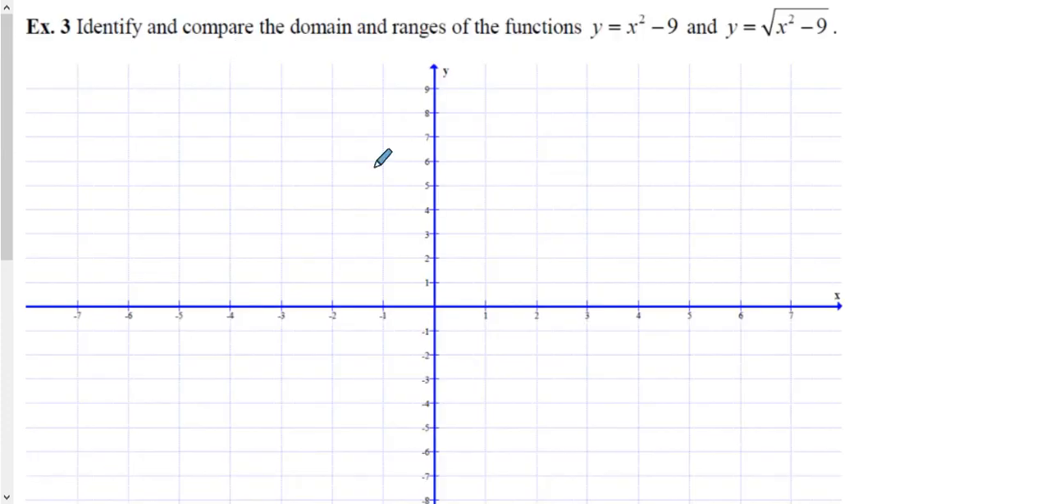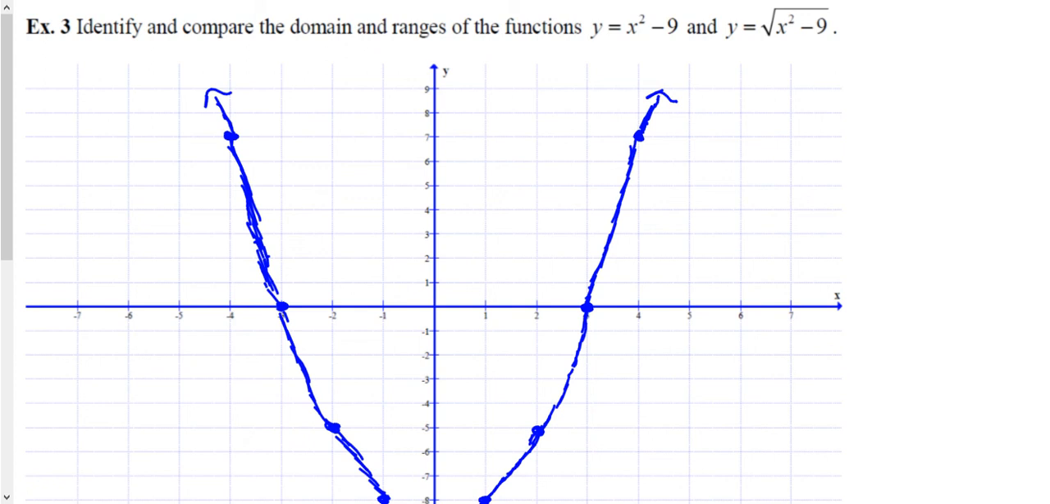In the next example, I'm going to ask you to draw both graphs here. I want you to draw the original y equals x squared minus 9, so that's going to be a parabola opening up, starting with a vertex at (0, -9). You want to sketch that one first and sketch as many dots as possible on that first one, and then we'll talk about the radical function. So I'm going to quickly sketch out my first graph here.